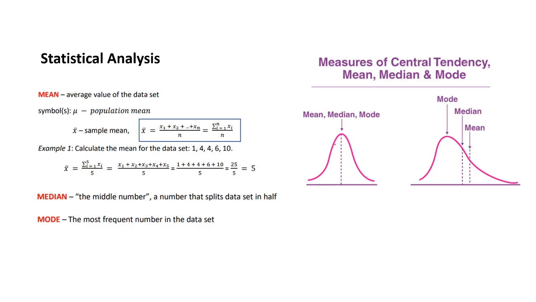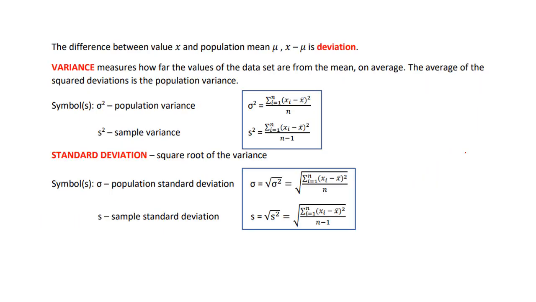Suppose the data is having a central tendency, then mean, median and mode will all come in the same place. But if the data is skewed, or shifted from the origin, then we have the mode here, and the median will be in between the mode and the mean. So then we have deviation or variance. These are also very common terms. Variance is a measure of how far the values of the set are from the mean or the average. So it is the variability of the data, and the average of the squared deviation is the population variance.